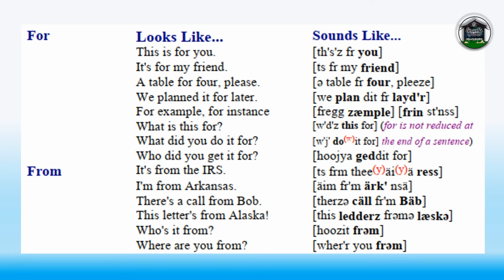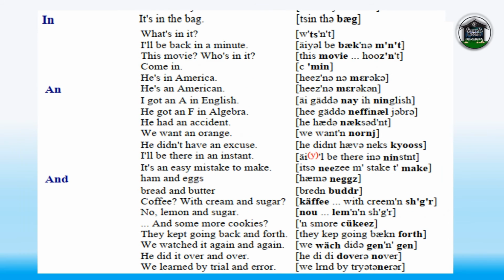From. It's from the IRS. I'm from Arkansas. There's a letter from Bob. This letter's from Alaska. Who's it from? Where are you from? In. It's in the bag. What's in it? I'll be back in a minute. This movie? Who's in it? Come in. He's in America.